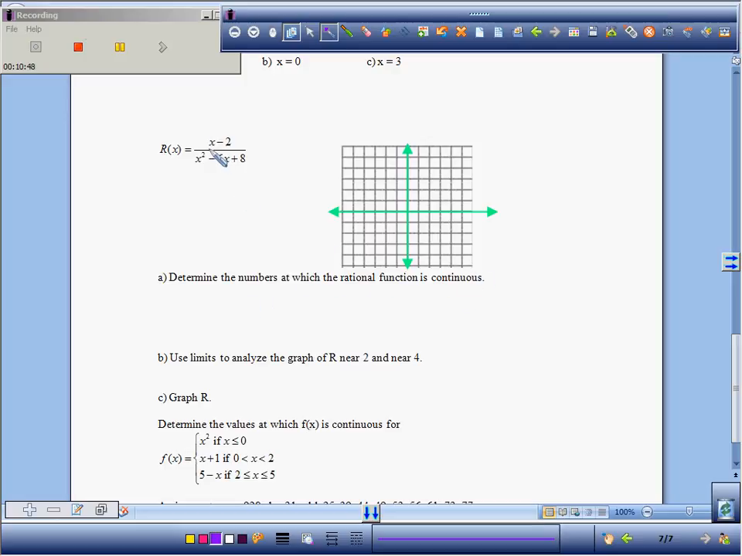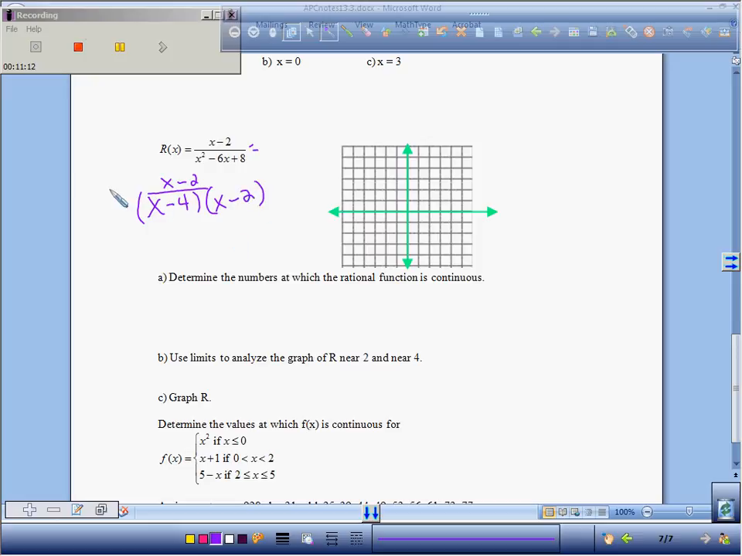All right. So there's my x-y axis, and determine the numbers at which the rational function is continuous. So in order to do this, I have to probably factor the bottom. Okay, and we've done this. We did this kind of first semester, but that factors to x minus 4, x minus 2.